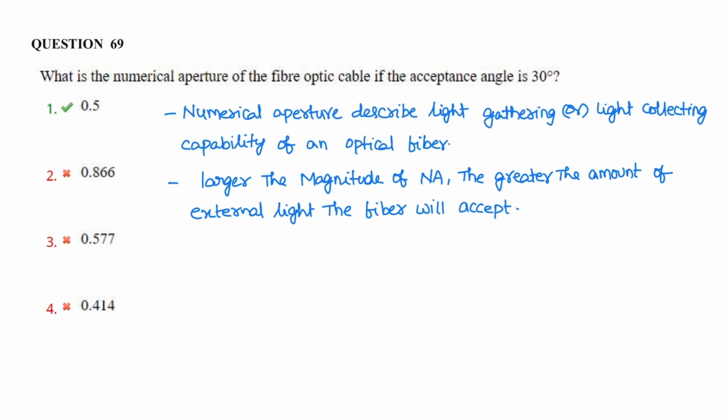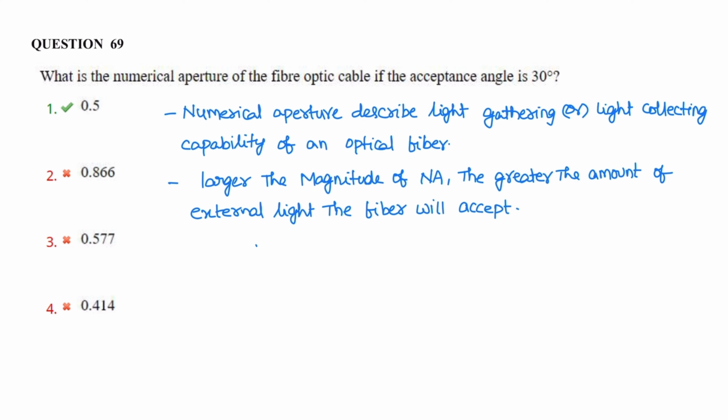Next question. What is the numerical aperture of an optical fiber cable if the acceptance angle is 30 degrees? The numerical aperture describes the light gathering or light collecting capability of an optical fiber. The larger the magnitude of numerical aperture, the greater the amount of external light the fiber will accept. So generally it is desired to have a large magnitude of numerical aperture.